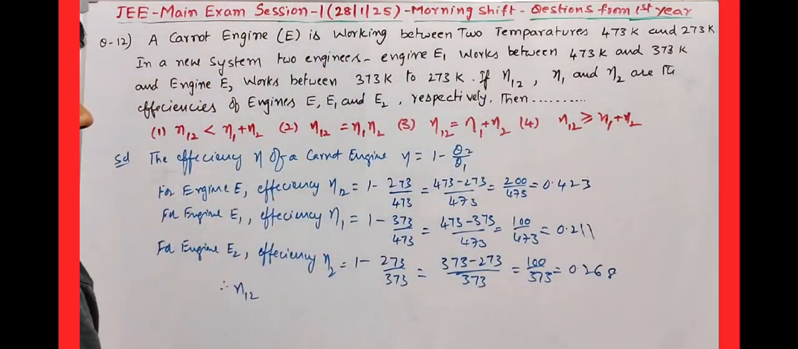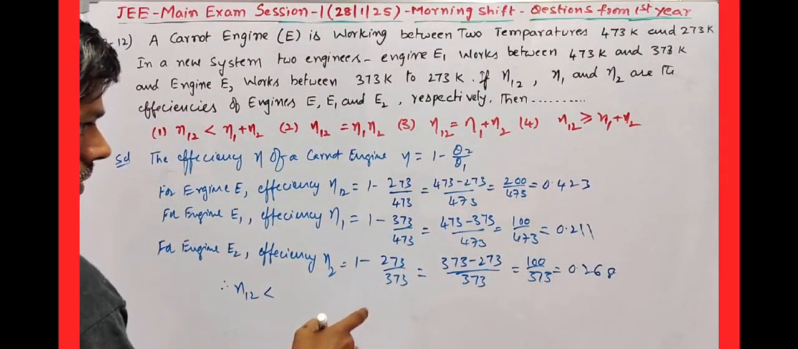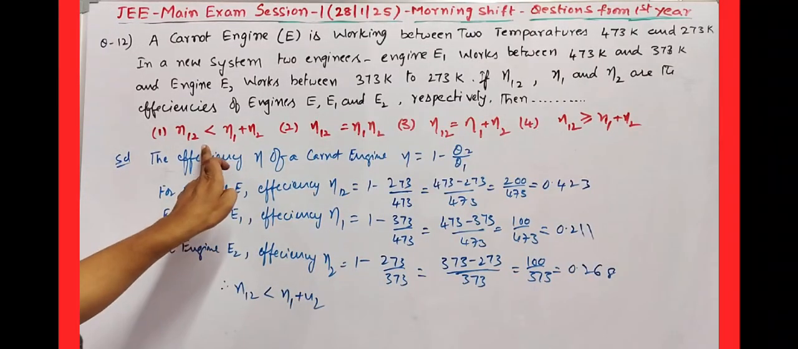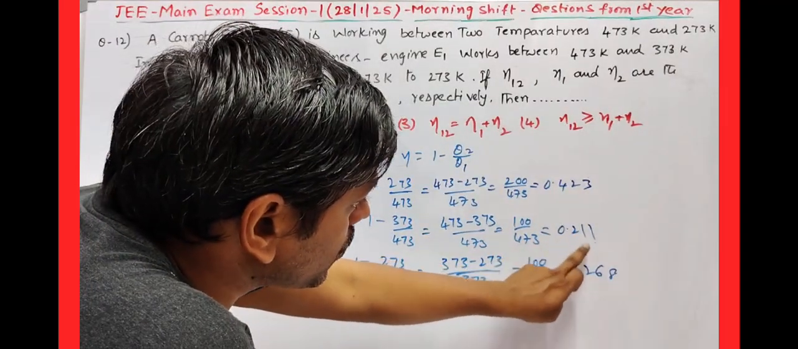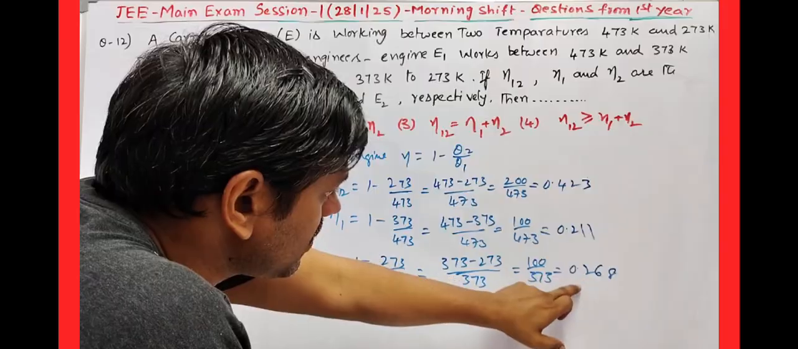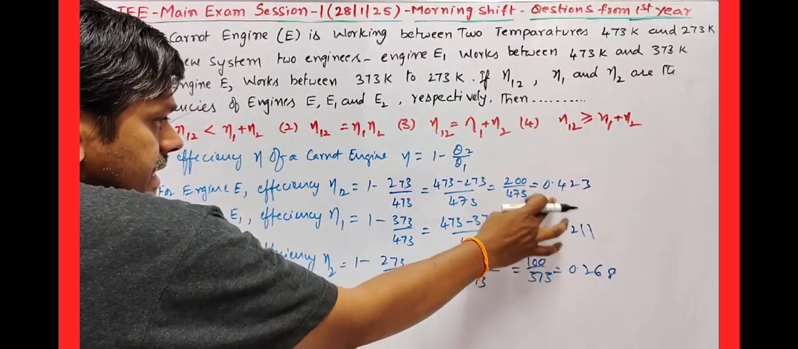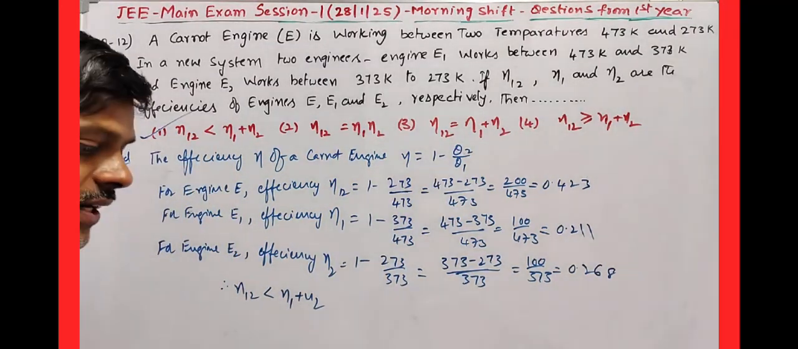So when you do it, eta is compared to both, and it is less than eta 1 plus eta 2. So option 1 is the correct one. While calculating, we get 0.479, which is the sum of these two, greater than this one. That means this is less than the sum of these two. So option 1 is correct for this. Okay, right. Thank you.